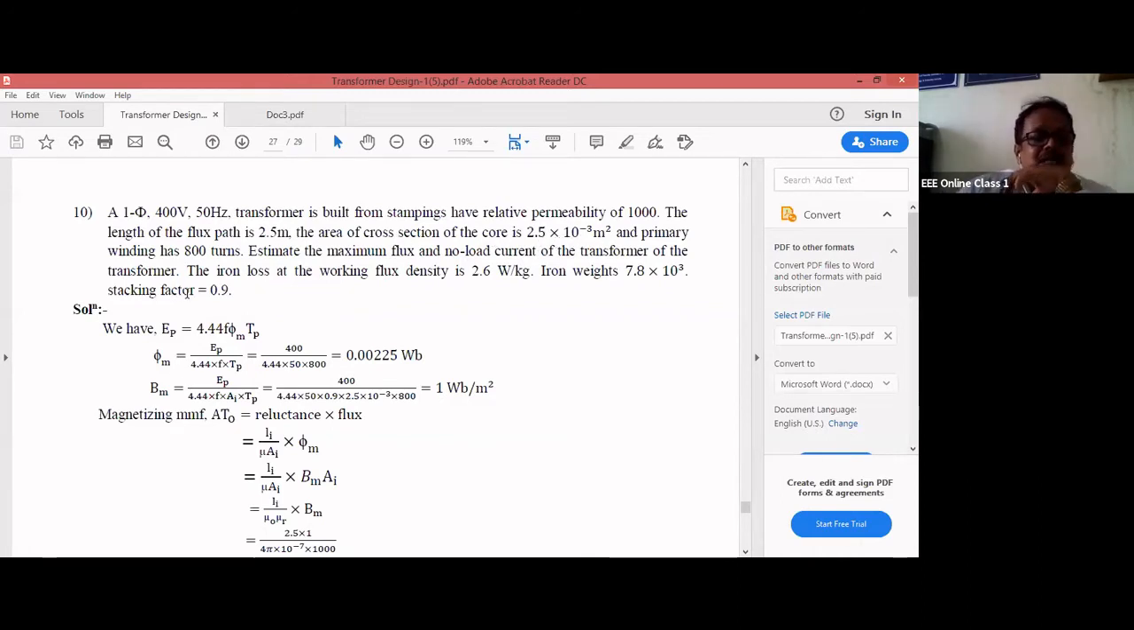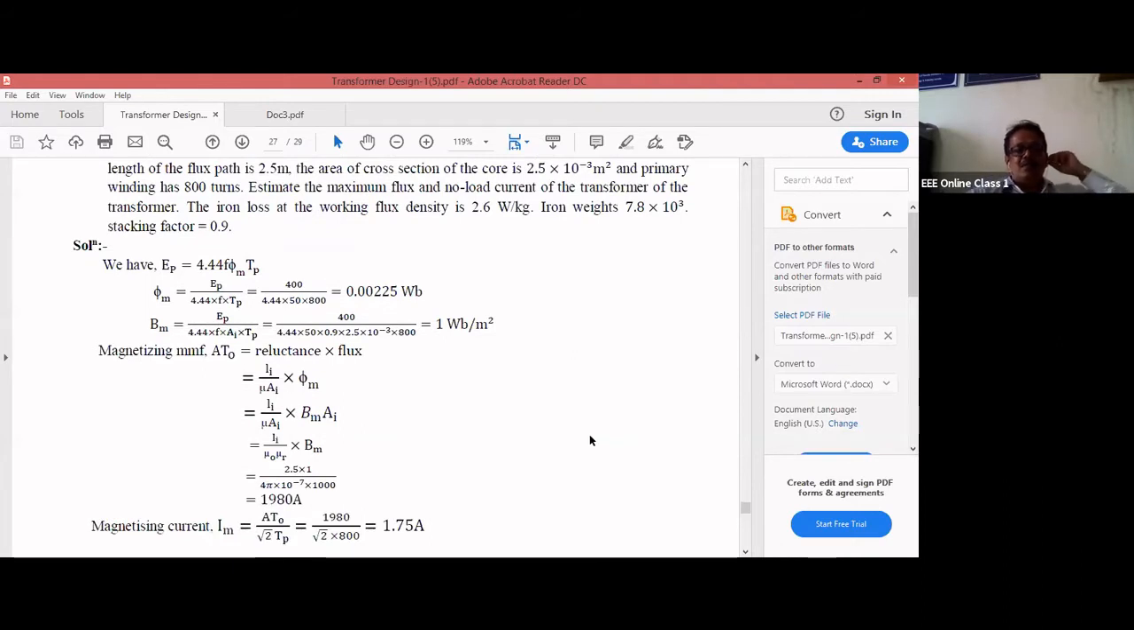So whenever they give the stacking factor, and give the area of cross section of the core, it always represents the gross core section, AGA. Okay. So AI can be found as 0.9 into 2.5 into 10 power minus 3. And then what is the primary turns? 800. So you solve this one, and what you get here is BM equal to 1 weber per meter square. So BM, you're going to use.